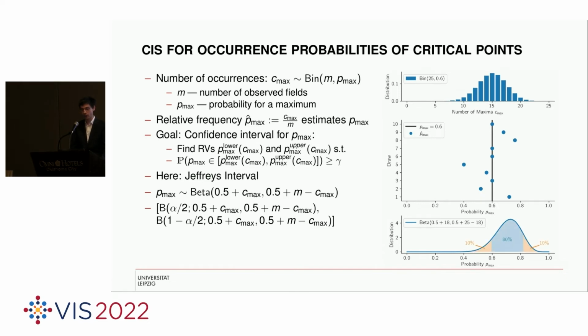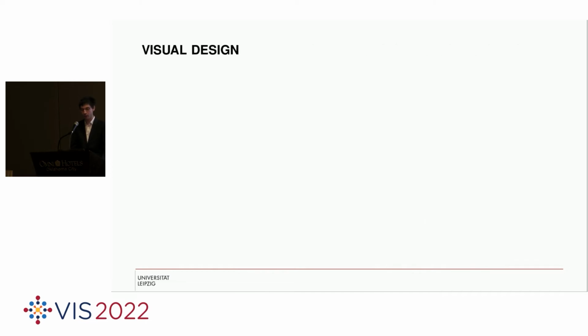We can then use the quantile function of the beta distribution to compute tails that will contain Pmax with some low probability. For instance, to compute an 80% confidence interval, we find tails that will contain only 10% of the density. This results in the shown confidence interval. If we repeat this process for each draw, we will find that on average 80% of the computed intervals will indeed contain the true value of Pmax. The previous considerations can be applied analogously for minima and saddles.